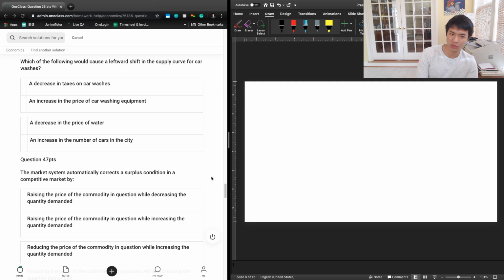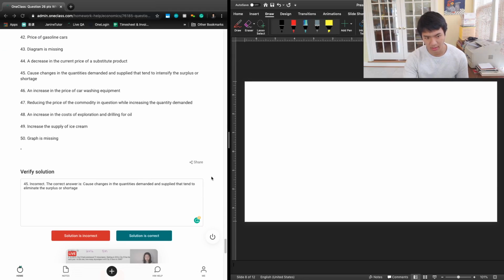And finally, D, an increase in the number of cars in the city. And so this is going to be a change in the demand for car washes, not the supply. And so we're not going to be choosing that answer as the correct answer. So the correct answer for number 46 should be B. Which one of the following would cause a leftward shift in the supply curve for car washes? B, an increase in the price of car washing equipment.